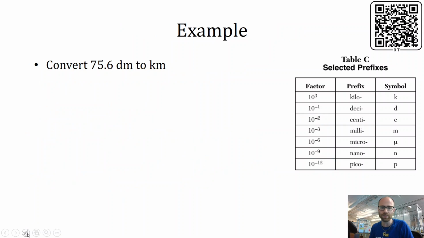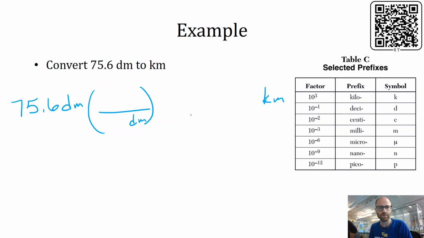So to show what this might look like in an example, I have one here. We're going to convert. If you want to try on your own, I do suggest it. Grab your notebook, hit the pause button, do it now. Otherwise, I'm going to get started. So 75.6 decimeters. We're going to end up at kilometers. So my first conversion factor is definitely going to be out of decimeters. I can't go straight to kilometers, but I can go from decimeters to meters, which means I know, since I'm not at kilometers yet, that there's going to be a second step.